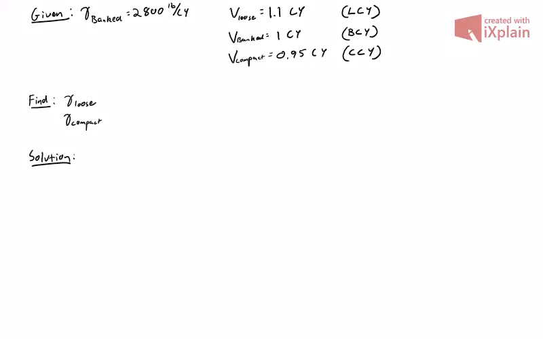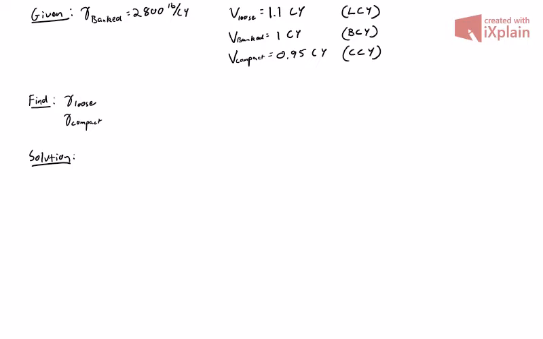Okay, so for this problem, we are given the specific weight of the soil when it is banked as 2,800 pounds per cubic yard. And then we're given the volume of soil as 1 cubic yard when it's banked, 1.1 cubic yard when it's loose, 0.95 cubic yards when it's compact. And we're asked to find the loose and compact specific weights.